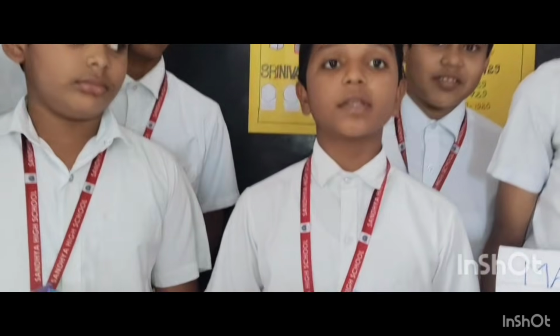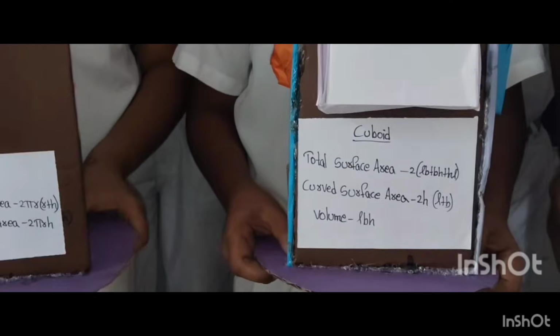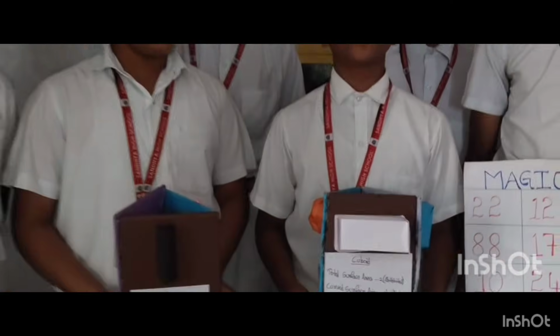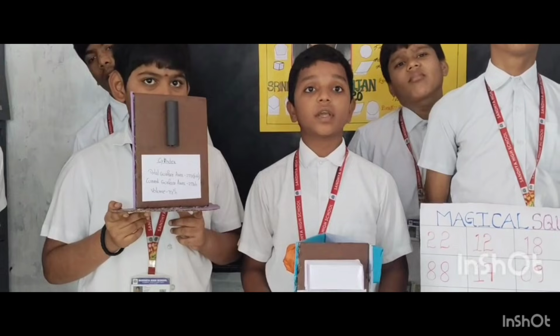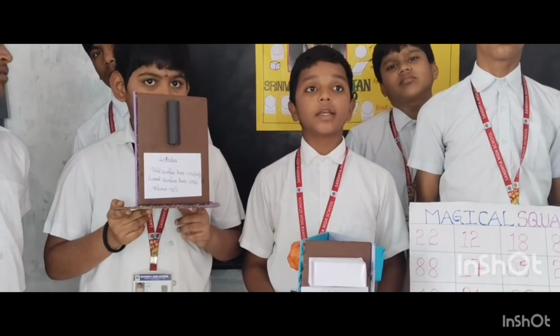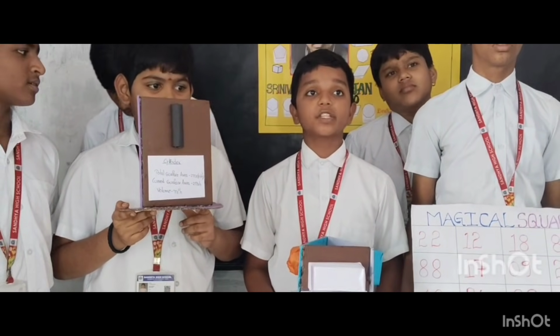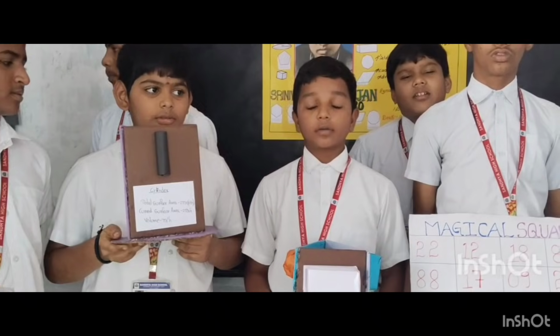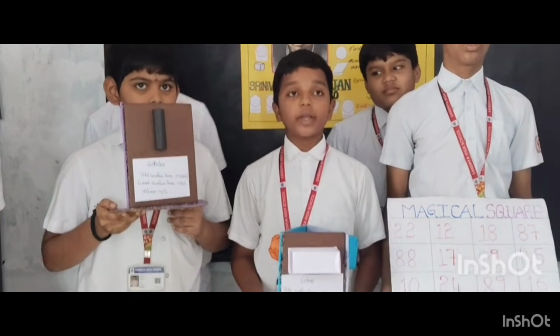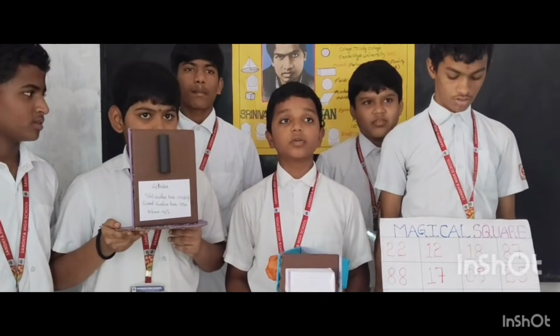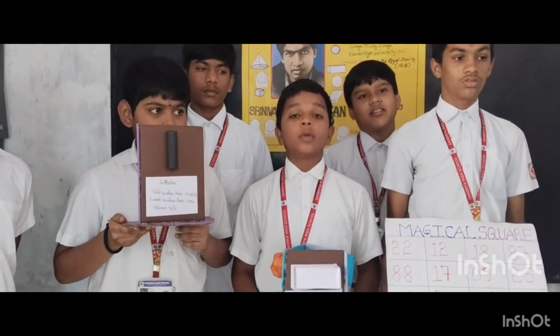My topic is cuboid. Cuboid is like a brick. Total surface area is 2 into LB plus BH plus HL. Curved surface area is 2H into L plus B. Volume is LBH.